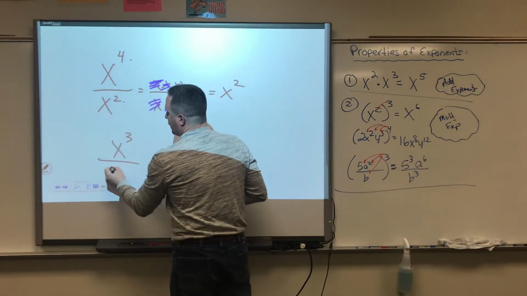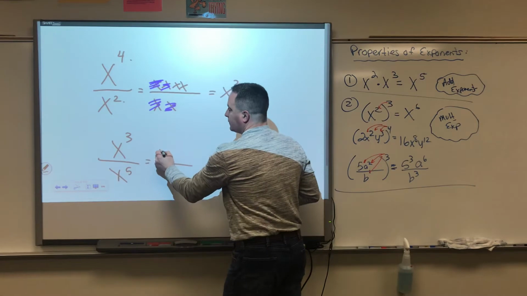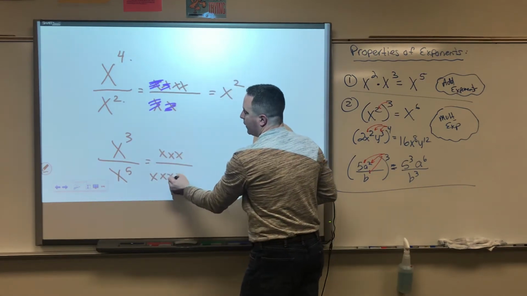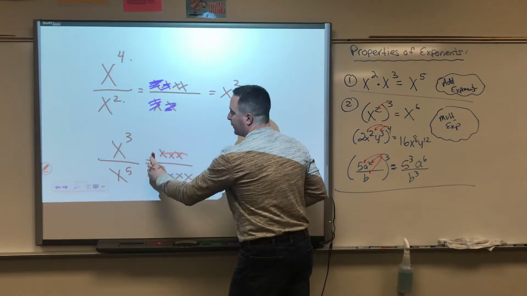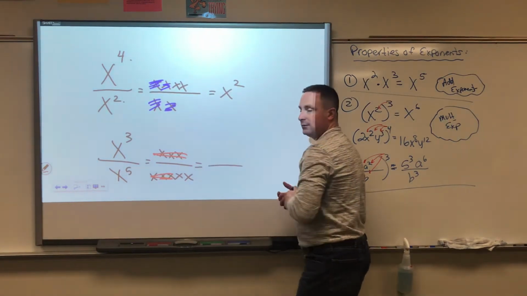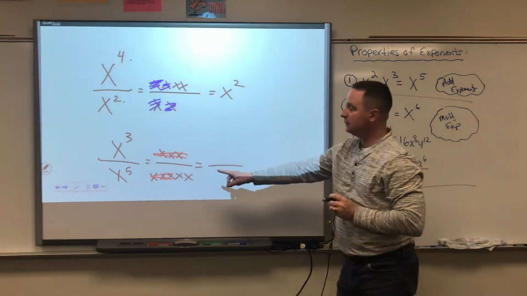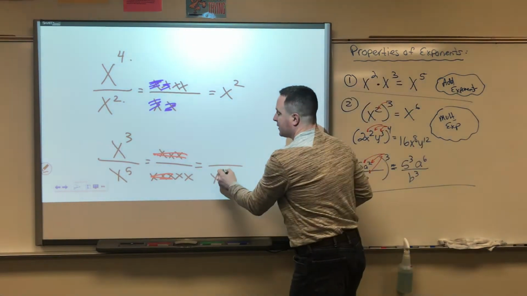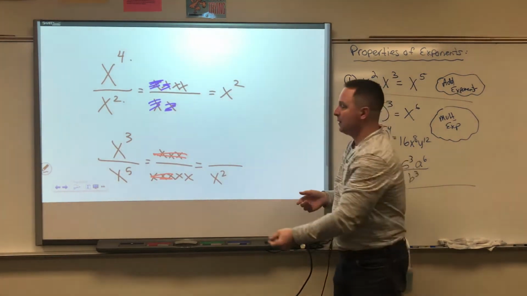Okay? And what if I had this one? What if I had x to the 3rd over x to the 5th? 1, 2, 3, 4, 5. Again, 3 of them cancel out 3 of them. And this time I have 2 of them left. But where are the 2 left over? They're on the bottom. It's x squared on the bottom, and we put a 1 on the top.